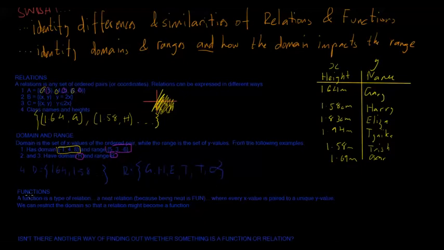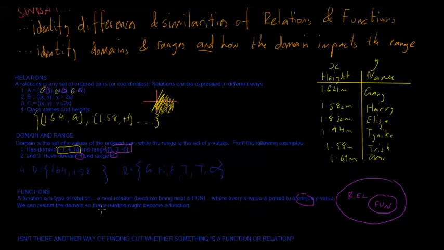Functions. A function is a type of relation, a neat relation, because being neat is fun. What do you mean neat? Well, it's a relation where every x value is paired to a unique y value. A unique y value. That means only one y value. The way I like to think about relations and functions is like this. These guys are relations. Everything inside this circle is a relation, but the guys inside this circle are functions. Fun guys, right?